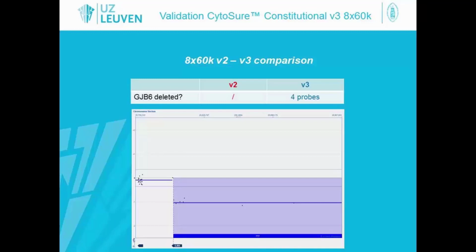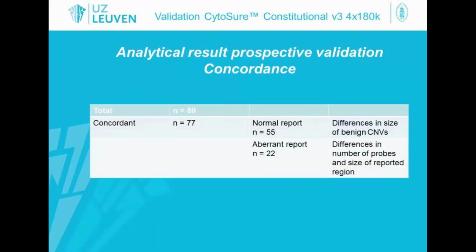So for the 4x180K array, we compared 80 samples, and for 77 of them, we had a concordant result, 55 with a normal report and 22 with an aberrant report. And also there we saw sometimes small differences in size or in the number of probes in the reported region. But this had no influence on the report itself. So I would just like to show you some representative examples.